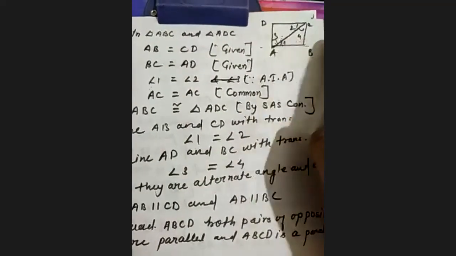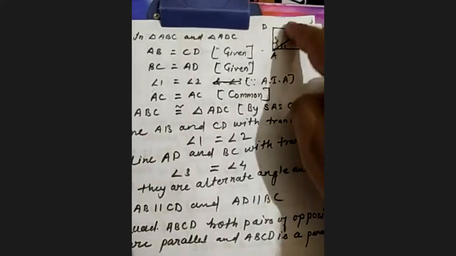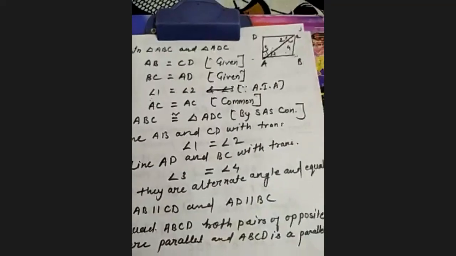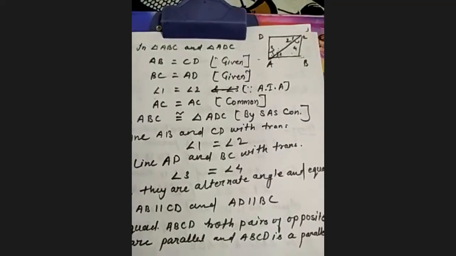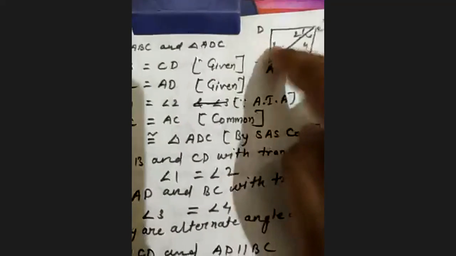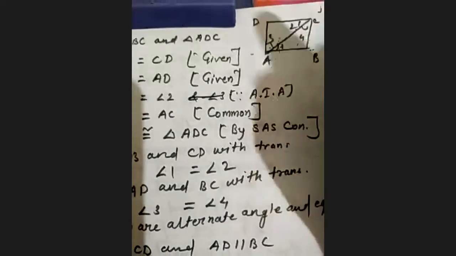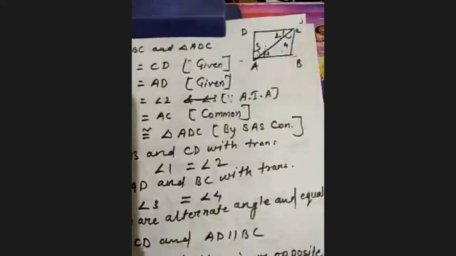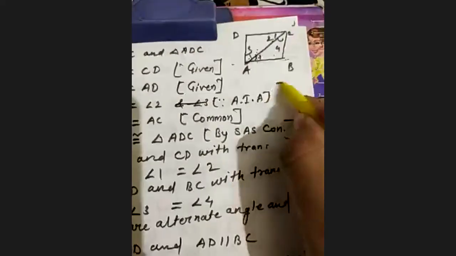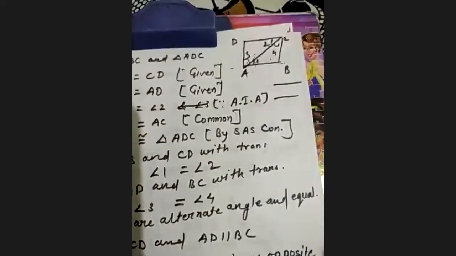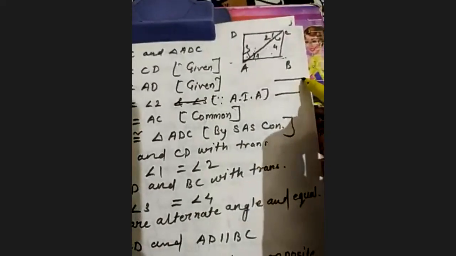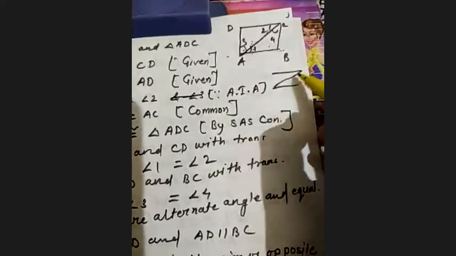Then we see that the 4 angles are constructed: 1, 2, 3, 4. You can write any angle and name them. Okay, here also you can write 1, 2, 3, 4 like this. So here alternative angles are equal, because we know that if there are parallel lines and they make a transversal line, then two angles are equal.